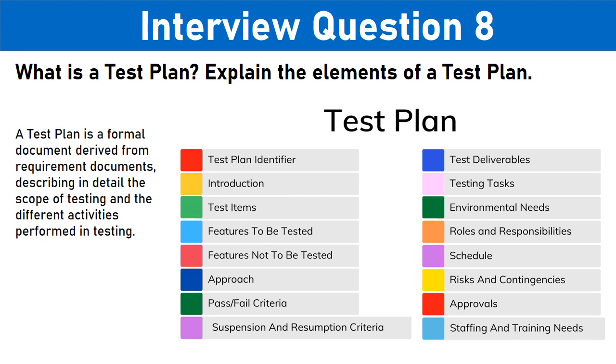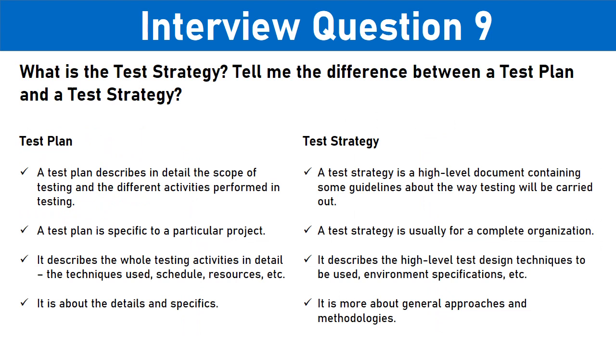Though test plan sections are customized according to the organization requirements, IEEE 829 test plan contents are as follows: test plan identifier, introduction, test items, features to be tested, features not to be tested, approach, item pass/fail criteria, suspension and resumption criteria, test deliverables, testing tasks, environmental needs, roles and responsibilities, schedule, risks and contingencies, approvals, and staffing and training needs. What is the test strategy?